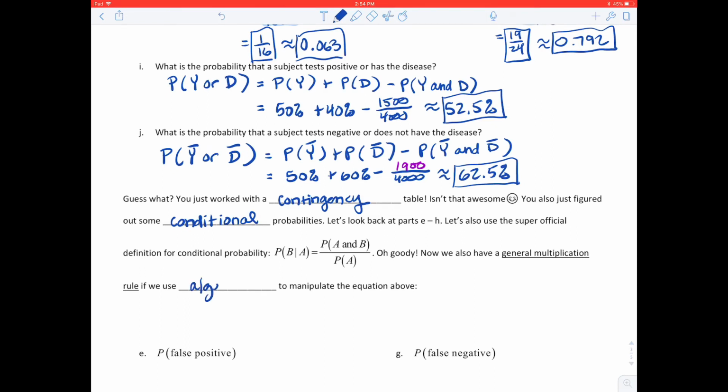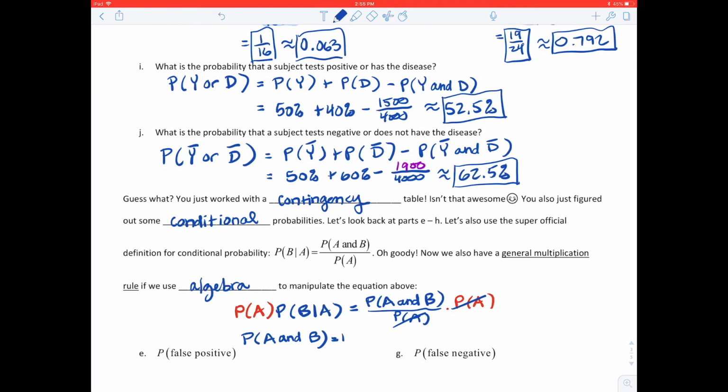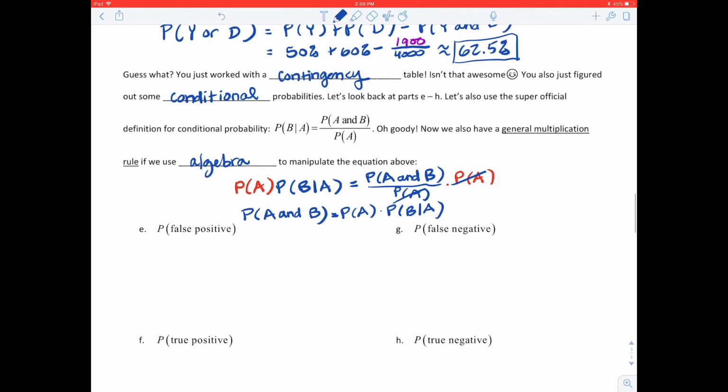If we use algebra to manipulate that equation, you started with the probability of B given A equals the probability of A and B divided by the probability of A. If you multiply both sides by the probability of A, that divides out, and that gives us that the probability of A and B is equal to the probability of A times the probability of B given A. All right, so that'll be a useful rule for us.